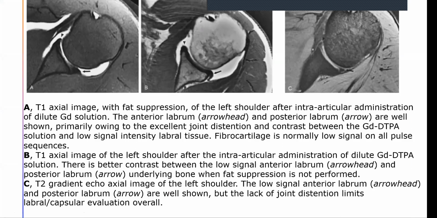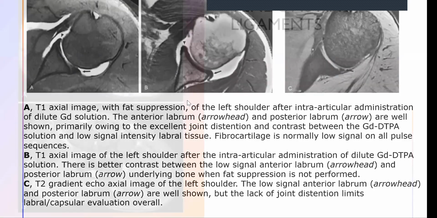The anterior labrum and the posterior labrum, as you see, both have low signal intensity, but the lack of joint distension limits the labral and capsular evaluation overall.